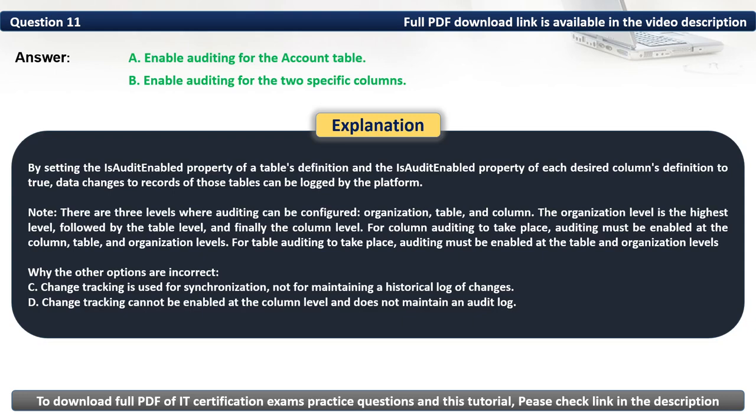By setting the IsAuditEnabled property of a table's definition, and the IsAuditEnabled property of each desired column's definition to true, data changes to records of those tables can be logged by the platform. Note, there are three levels where auditing can be configured: organization, table, column. The organization level is the highest level, followed by the table level, and finally the column level. For column auditing to take place, auditing must be enabled at the column, table, and organization levels. For table auditing to take place, auditing must be enabled at the table and organization levels.